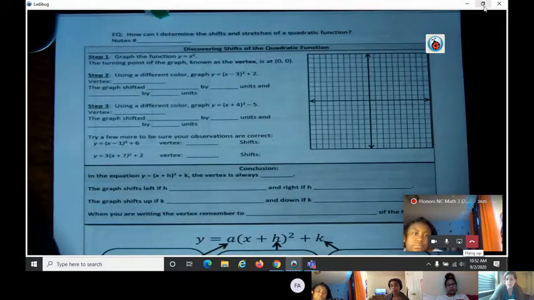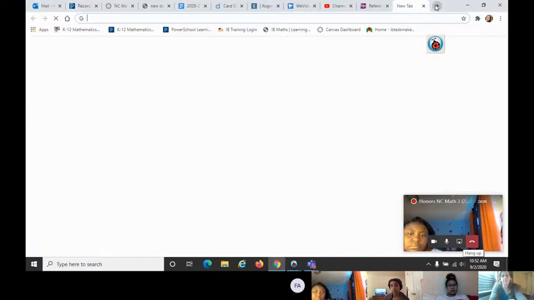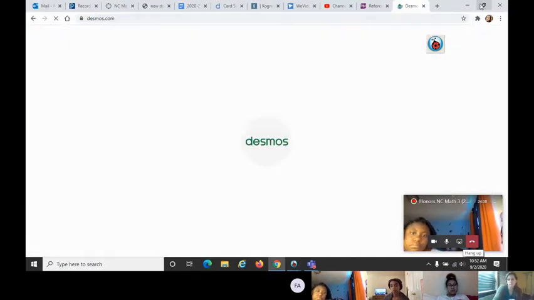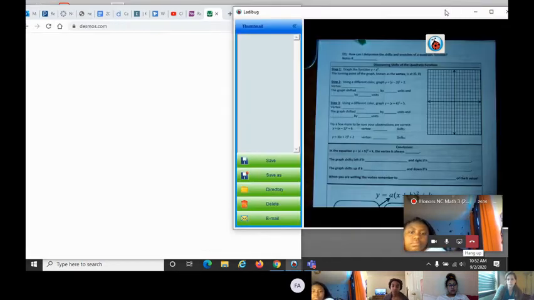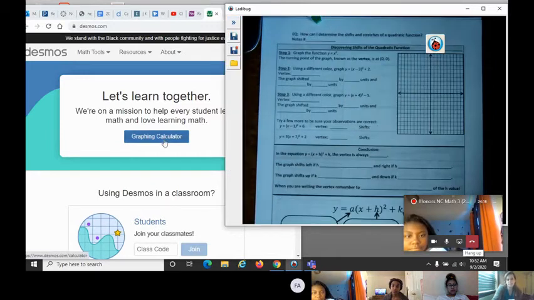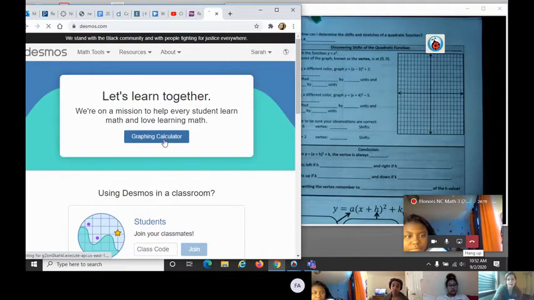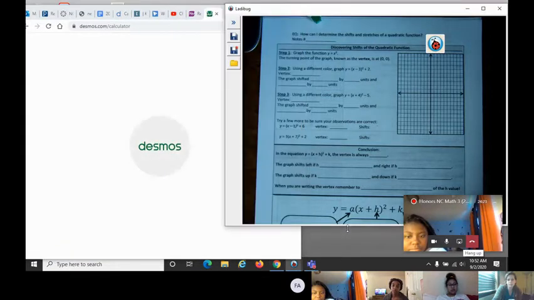Okay, so let me downsize this and open up Desmos. Make that smaller too. Okay, so you'll open up Desmos, desmos.com, and then you'll click the blue graphing calculator button, and that should get you started.